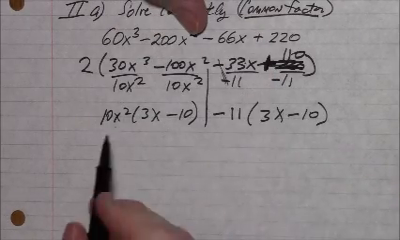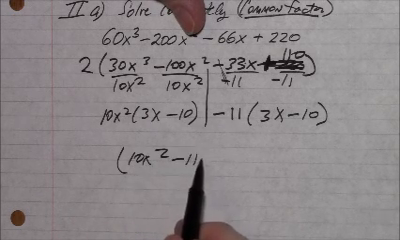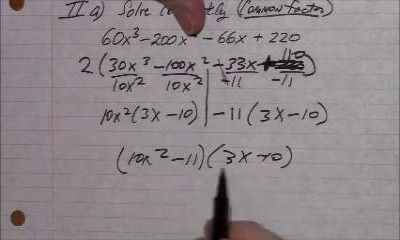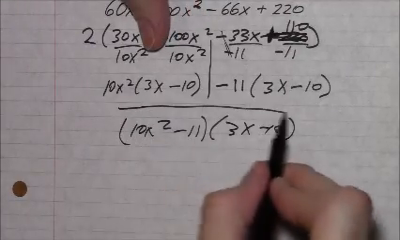These two are the same. So these two get their own parentheses. 10x squared minus 11, and the 3x minus 10. See that it doesn't matter where you put that one, before or after. So that should be my answer.